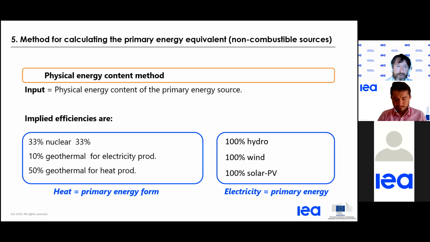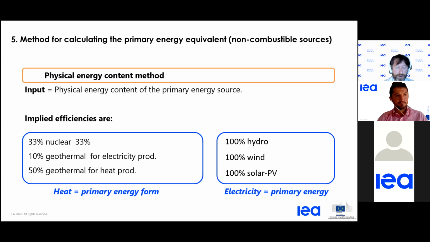Similarly, we can do the same for electricity production from geothermal. We assume 10% efficiency. And for heat production from geothermal, we assume 50% efficiency. While for hydro, wind, and solar PV electricity, we defined electricity as the primary energy form, so that essentially implies that we're assuming 100% efficiency. So by using these assumed efficiencies, we can back calculate the primary energy content or the energy input, and that allows us to complete our balance. So this is the method that's used at the IEA.